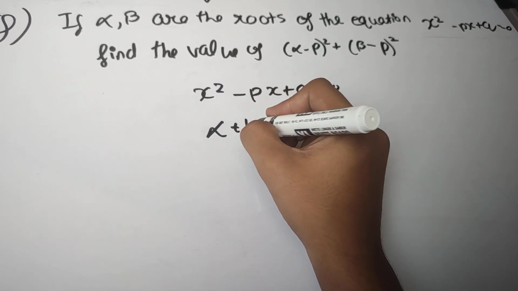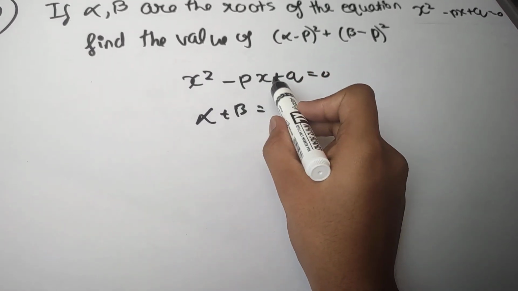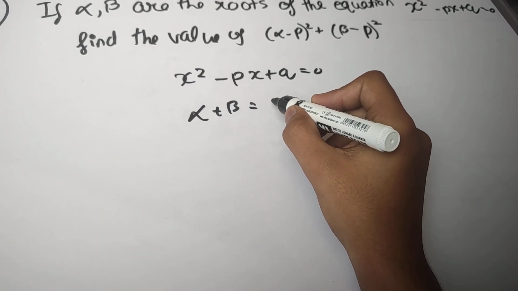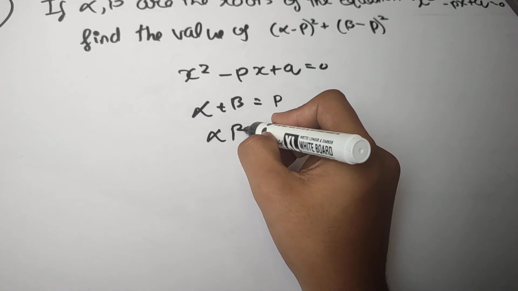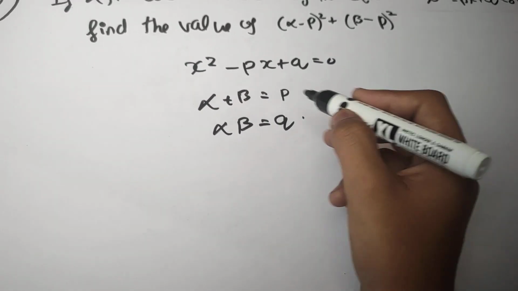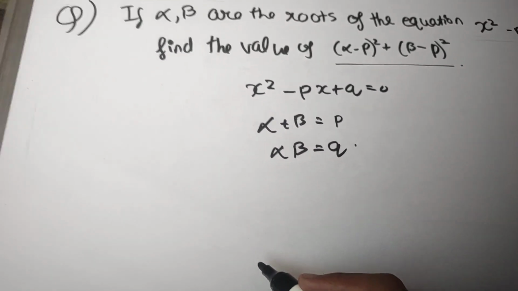So the sum of the roots, alpha plus beta, is equal to minus b by a. So minus of minus p, which is p. The x square coefficient is 1, so p by 1 is p. Alpha into beta is equal to c by a, which means q. So first of all, we'll simplify this.